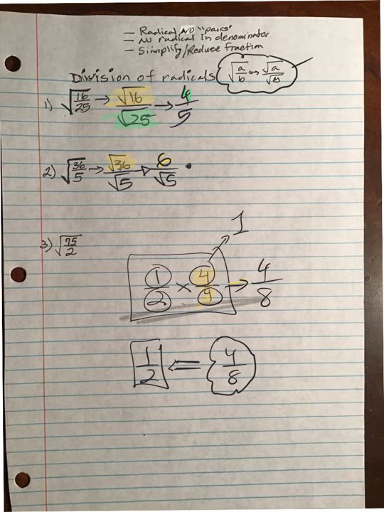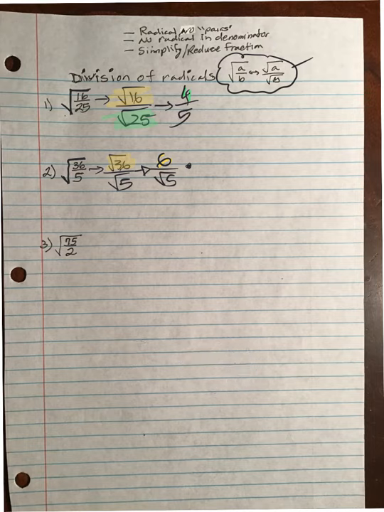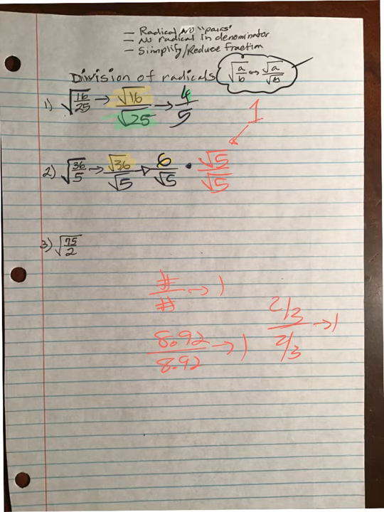So the significance of that is, when I erase this, I am going to multiply by a really cool, fancy number 1. So I'm going to multiply by, I'll put it in red, the square root of 5 over the square root of 5. When you have any number divided by itself, isn't that 1, right? 8.92 divided by 8.92 is 1. 2/3 divided by 2/3 is 1. Any number divided by itself is 1. So isn't that just a fancy way of writing the number 1?